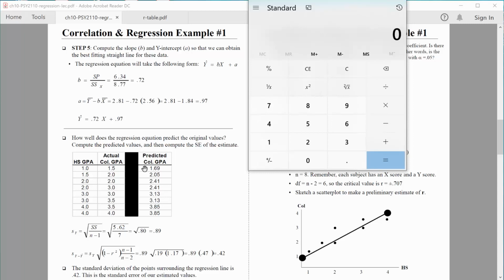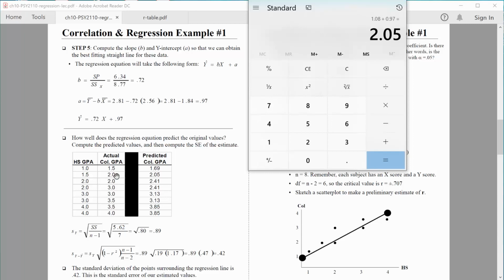The next person has a high school GPA of 1.5. So we're going to take 0.72. We're going to multiply that by 1.5. That equals 1.08. We need to add now 0.97. So if someone has a high school GPA of 1.5, we predict that they will have a college GPA of 2.05. This person actually had a college GPA of 2.0. So our regression equation is actually performing really well.